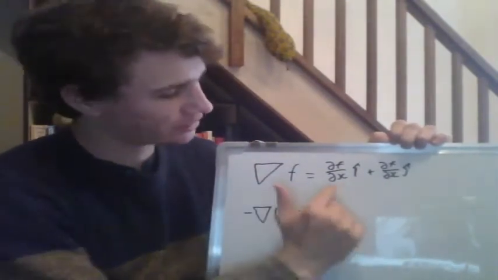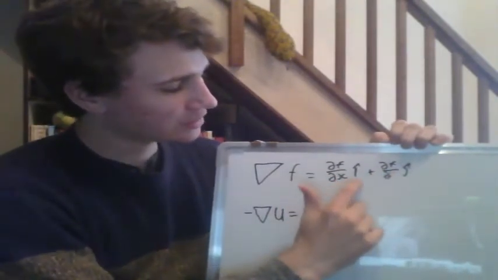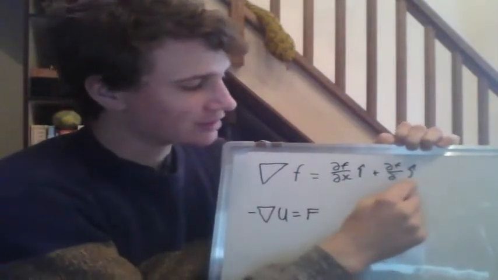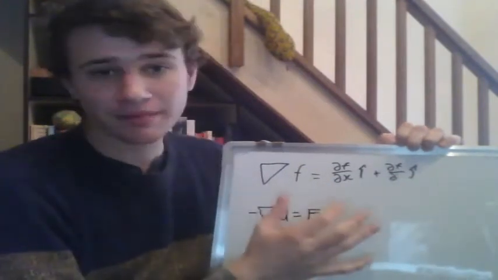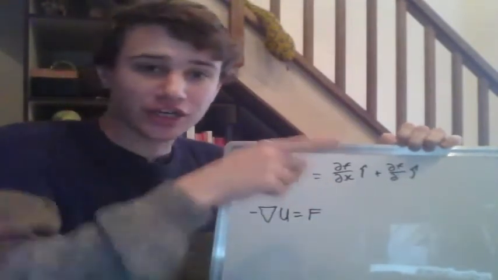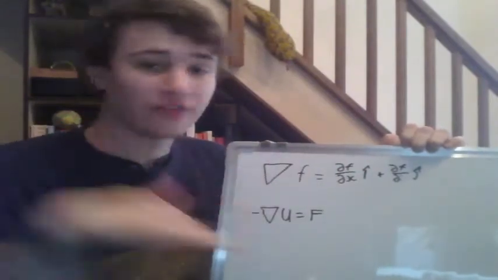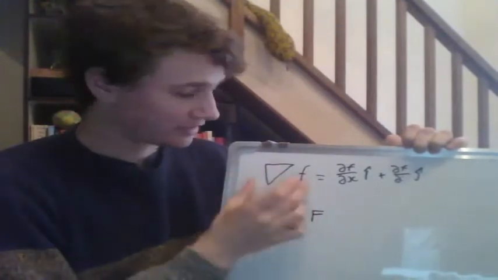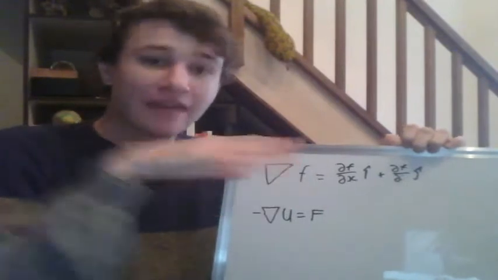If we use it here for a scalar function, it's just the derivative in the x direction times your unit vector in the x direction, plus your derivative in the y direction times your unit vector in the y direction. This gives you a vector that points in the direction of the maximum ascent, and the length of this vector is related to how fast this function is changing there. So overall this is a vector, and that vector is always going to point in the direction that it's most increasing.